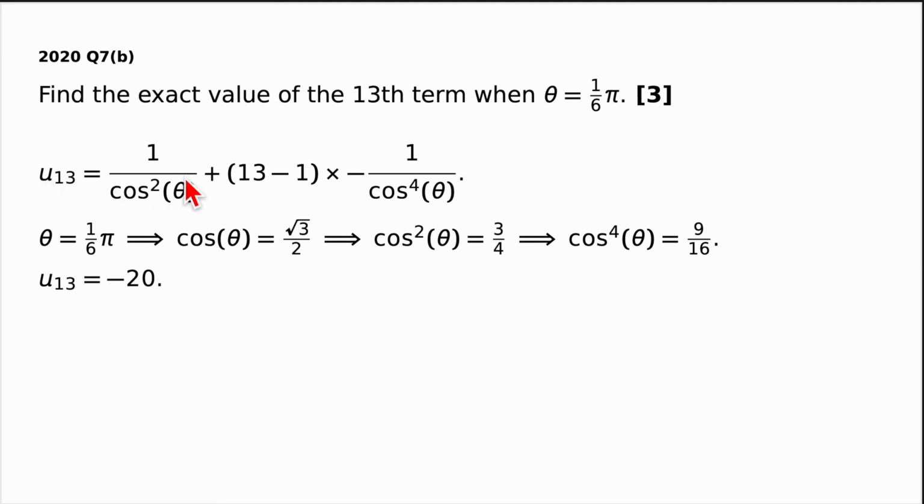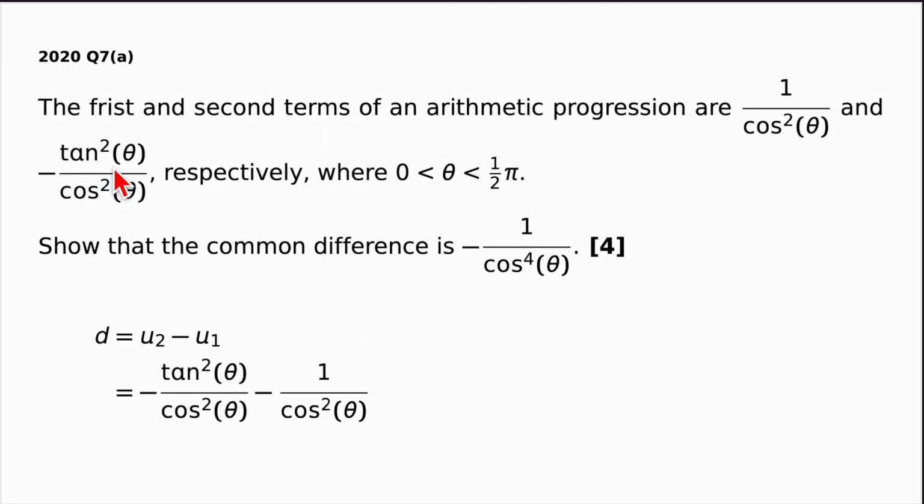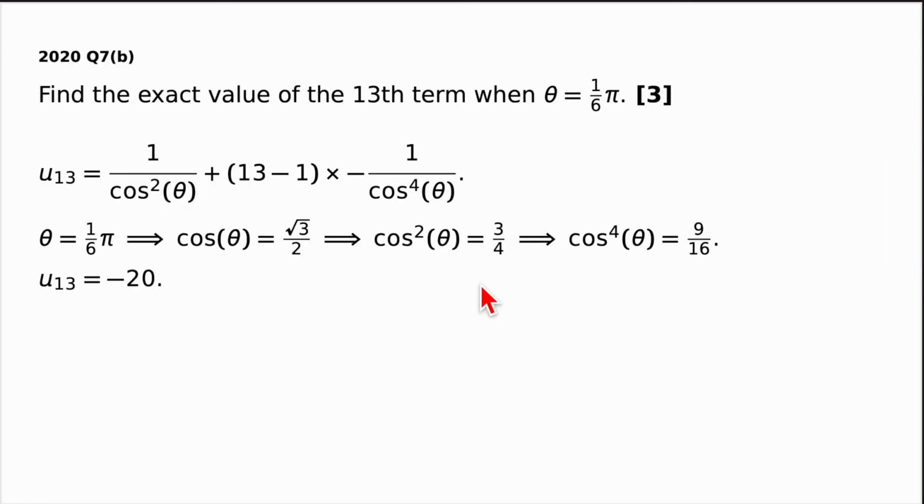So the 13th term is given by the first term, which you were given in the question. So the first term is here, and also the common difference is that. So we've got the first term here, plus n minus 1, but I want the 13th, so 13 minus 1 times the common difference, which in this case is negative. And I want to work out what this is when theta is equal to 1 over 6 pi. And we need the exact value, so a decimal won't work.